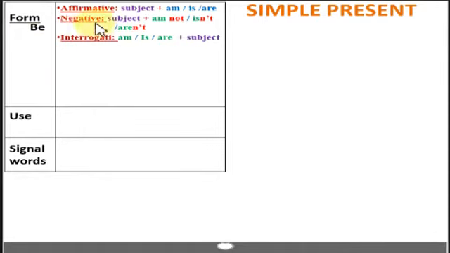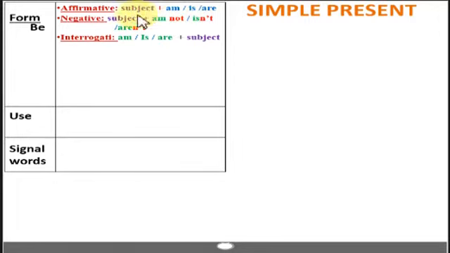So the form of the verb to be in simple present is that in the affirmative we have subject plus am or is or are. I am, you are, he is, she is, it is, you are, they are, and okay.